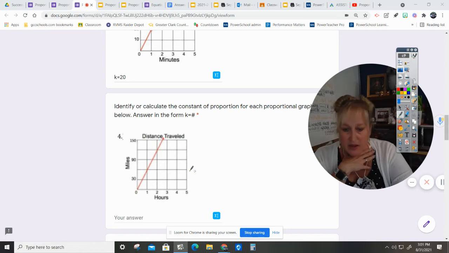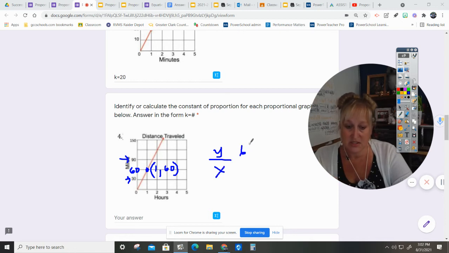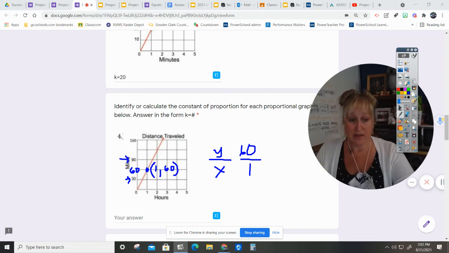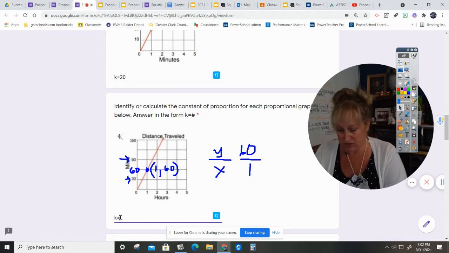Well, this one I have to be careful, because if I find my first point, it's 1, but I have to pay attention to this being 30 and this being 90. So I have to figure out, it's counting each square by 30s. So 30, 60, 90. So that point that's right there is 1, 60, which means y over x, which is 60 divided by 1. And again, since it's an even little point, that makes these pretty simple. It'll be more difficult soon. So k equals 60.